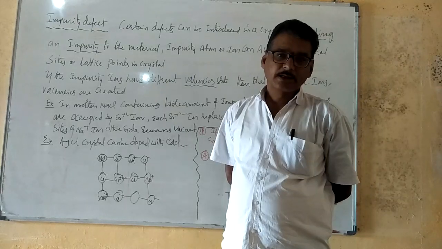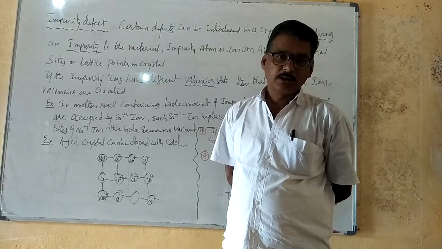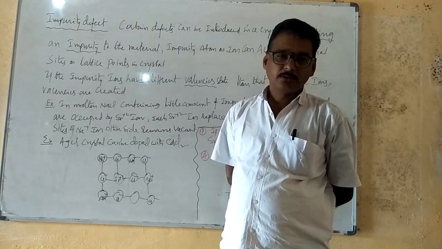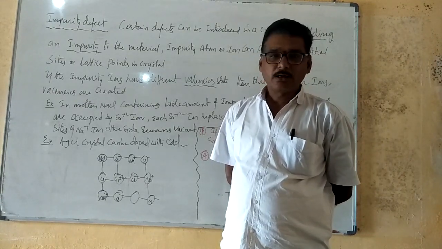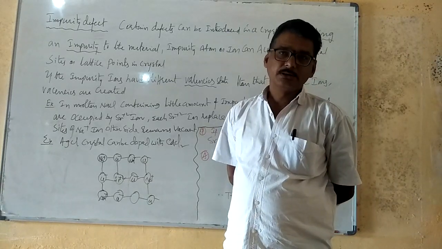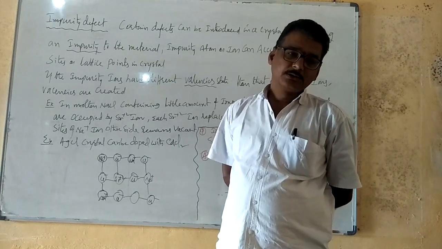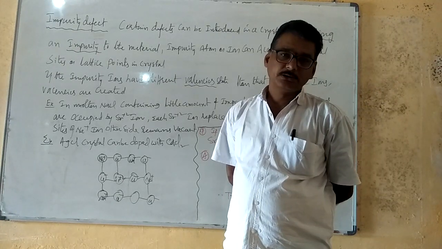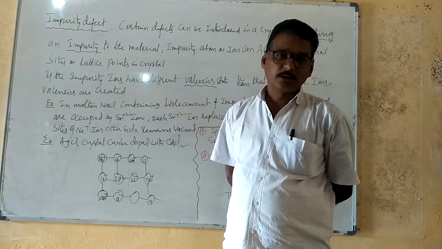In that, one of the cations will move to the interstitial site and also form a void. So generally they are called non-stoichiometric defects. Non-stoichiometric defects means the perfect stoichiometry is deviated. Suppose one of the metals is missing, that is non-stoichiometric, meaning the proportion is not perfect.